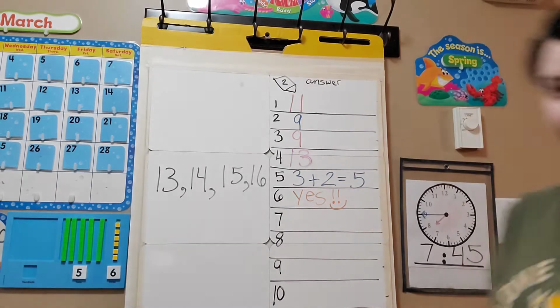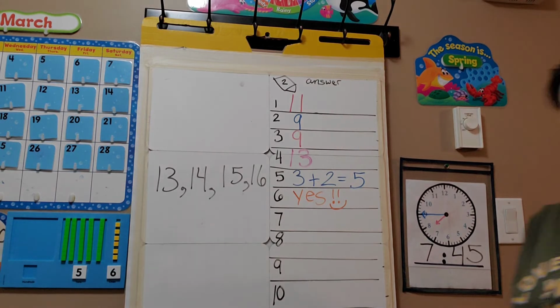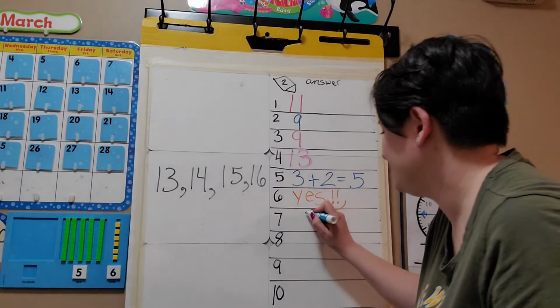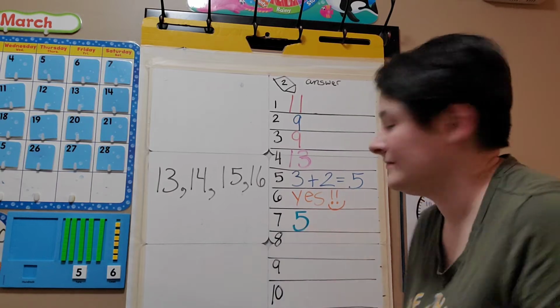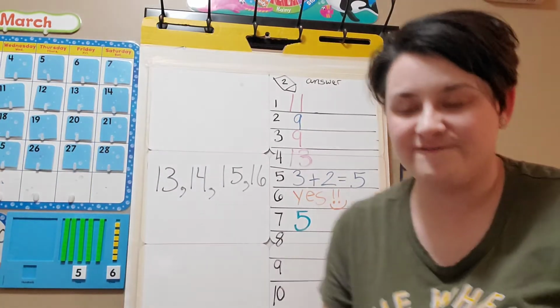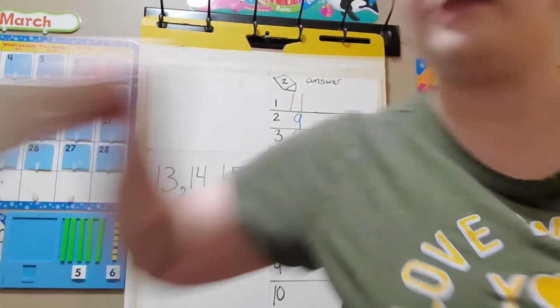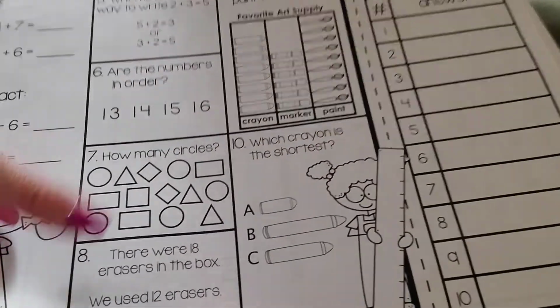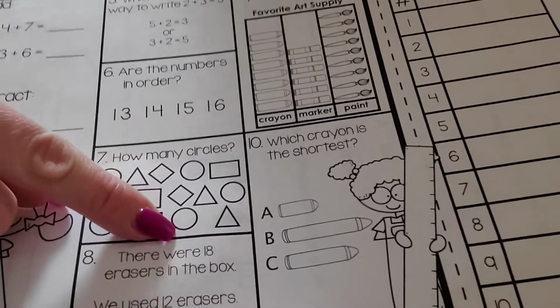Are you ready? Do you want to know the answer for number 7? Okay, I'll tell you. 5. There were 5 circles on the paper. Ready? 1, 2, 3, 4, and 5.